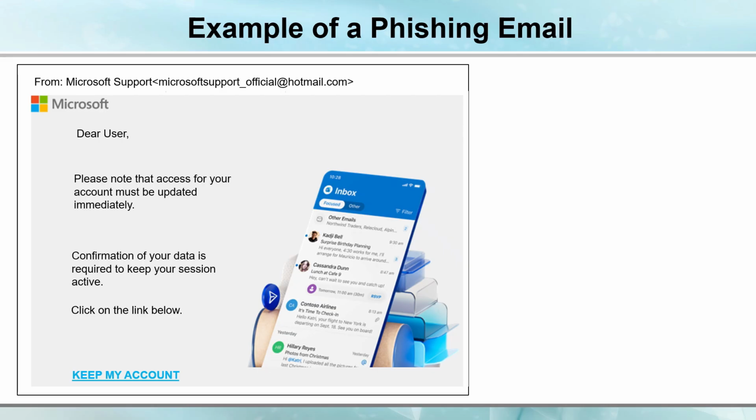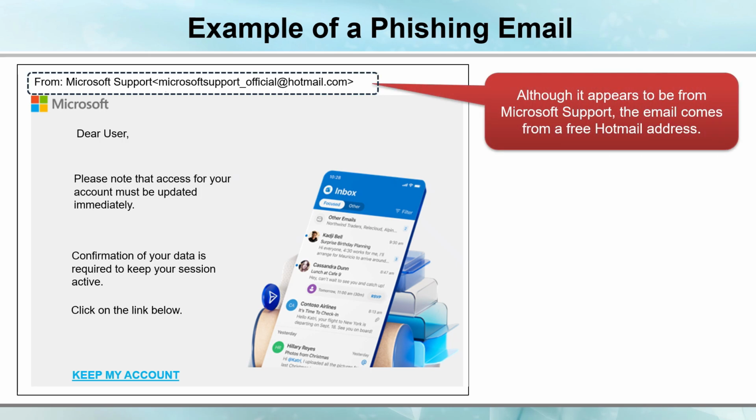Alright, let's review this email together to determine whether it is a phishing attempt. The first thing we should look at is the From field, where the sender's name and email address appear. In this example, the email comes from the domain hotmail.com, but the message claims to be from Microsoft support. Now, while Hotmail is indeed a Microsoft service, it is a free service, which means anyone can send emails from it. If it were truly from Microsoft support, it would come from an address with the domain microsoft.com. This is a major warning sign that the email is fake.